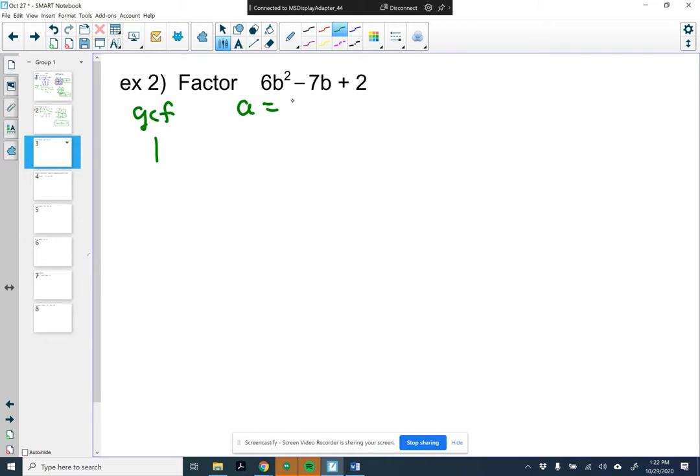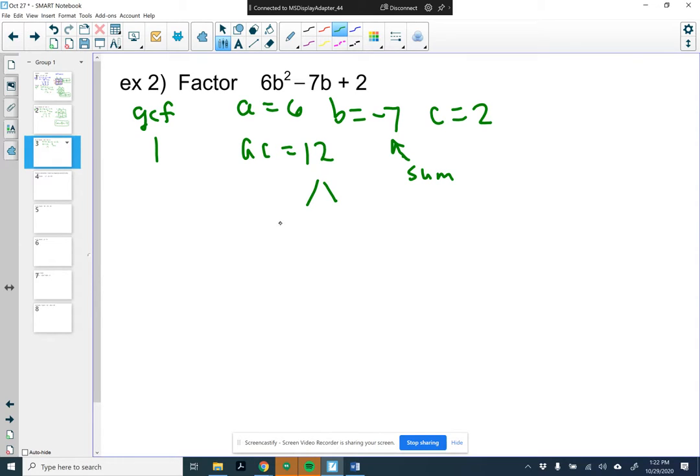We're going to identify the A, the B, the C. We're going to calculate A times C, which is going to be positive 2. I'm going to look for 2, oops, what? Positive 2. 6 times 2 is still 12. We are going to look for 2 factors of 12 that add up to negative 7.